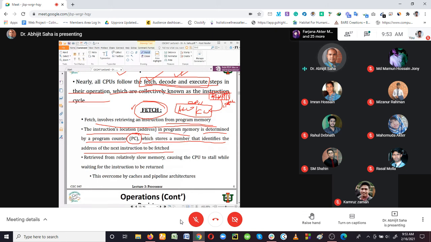That is exactly what it says: the instruction location in the program memory is determined by the program counter, which stores a number that identifies the address of the next instruction to be fetched. So that is what I was talking about, right? Do you understand that? Yes, sir. Okay.